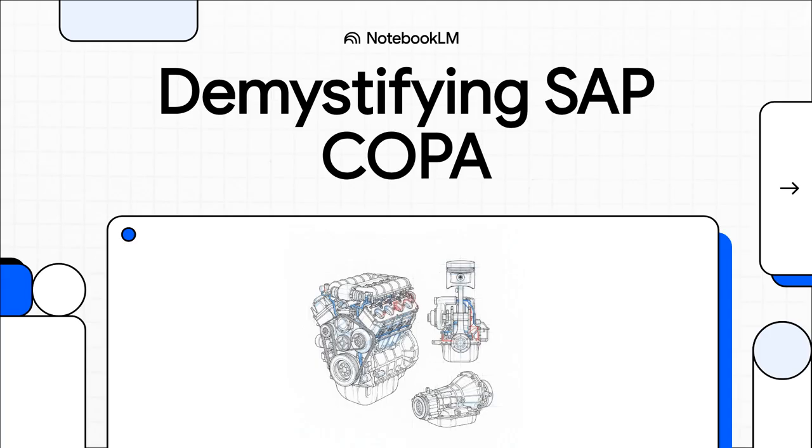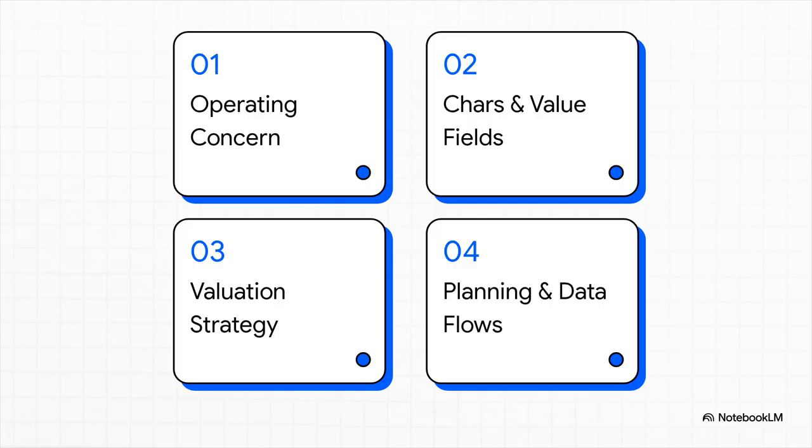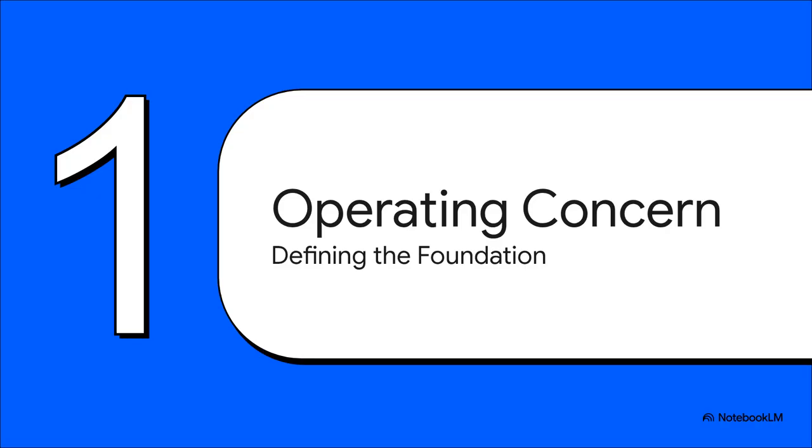Let's dive right in. All right, so here is our game plan for the build. First, defining the operating concern. Second, characteristics and value fields. Third, setting the valuation strategy. And finally, planning and data flows. Kicking things off with Section 1, defining the operating concern.